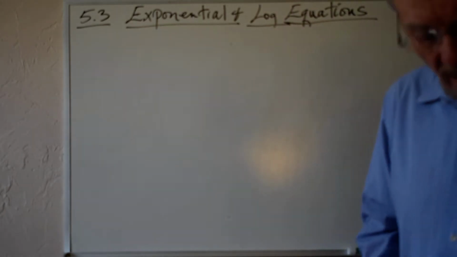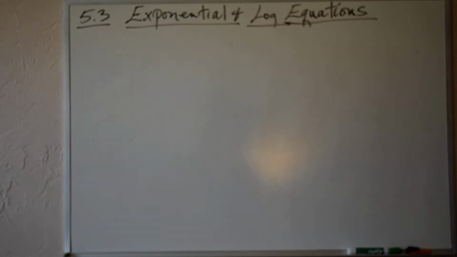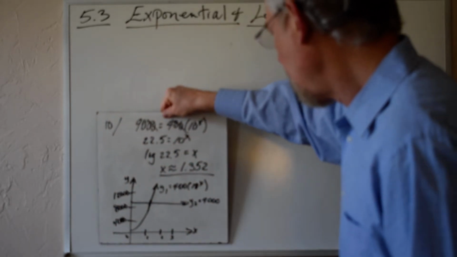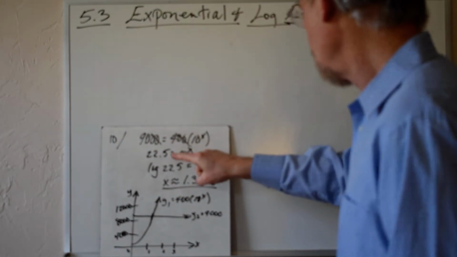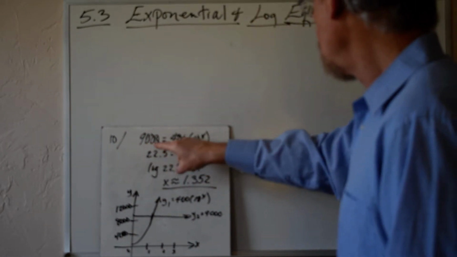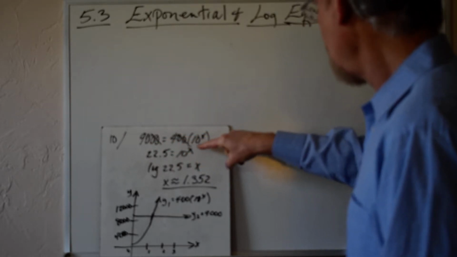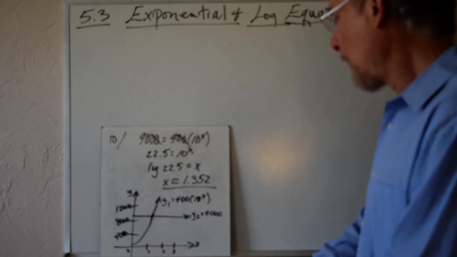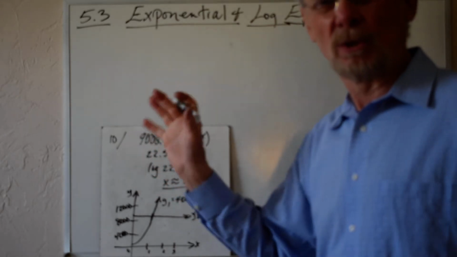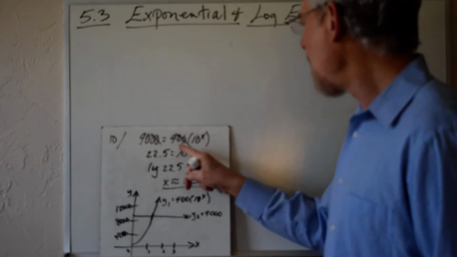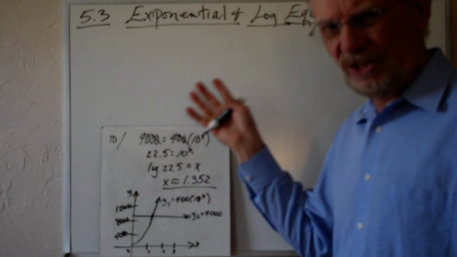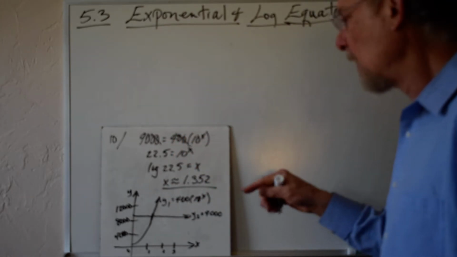Okay, how did you make out? Problem 10 says this: 9,000 equals 400 times 10 to the power x. Well, the first thing I notice is that I have all these ugly zeros all over the place. If I divide each side by 100, I can at least simplify these numbers and get them smaller.